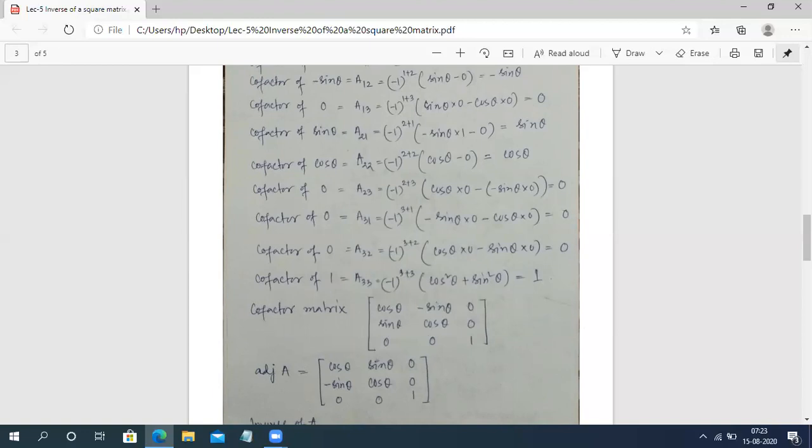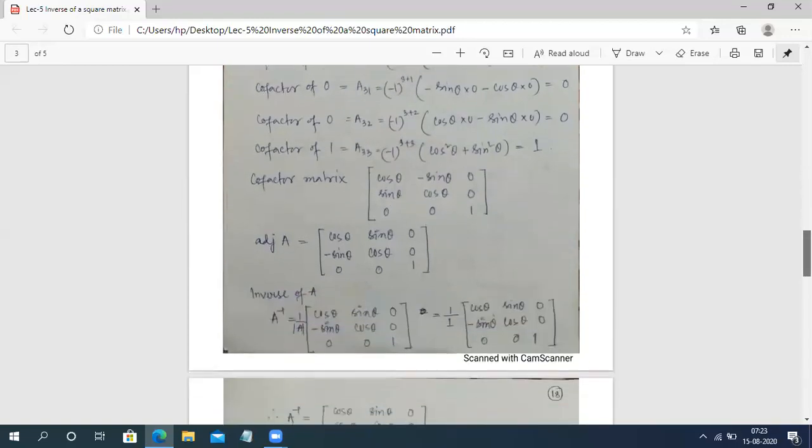Now to find the adjoint of that matrix, we need to write the transpose of this cofactor matrix. The transpose means we are writing the rows as columns. Here the row is cos theta minus sin theta 0, so write it as a column cos theta minus sin theta 0. Second row is sin theta cos theta 0, so write this row as a column. Again the third row is 0 0 1, so write it as a column 0 0 1. So this is the adjoint of the matrix A.